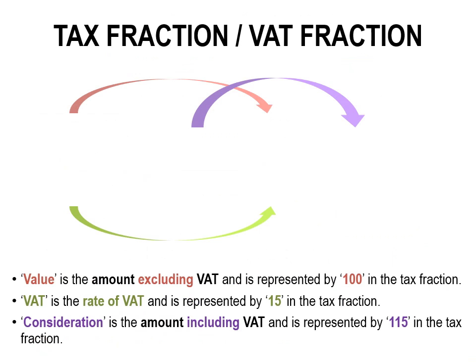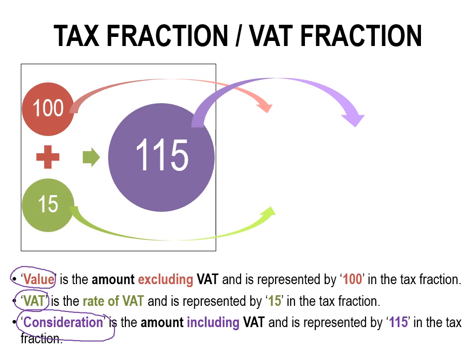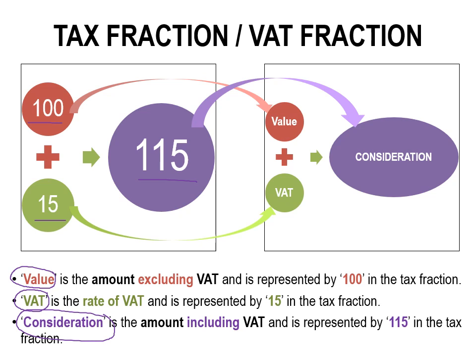Now, when we think about the tax fraction, there are three definitions that we'll be focusing on: value, VAT, and consideration, right? So if we take a look at the screen, you'll see that we've got 100 plus 15 gives us 115. So the 100 in this calculation represents the value in our tax fraction. In other words, value is the amount excluding VAT, and it is represented by 100 in the tax fraction.